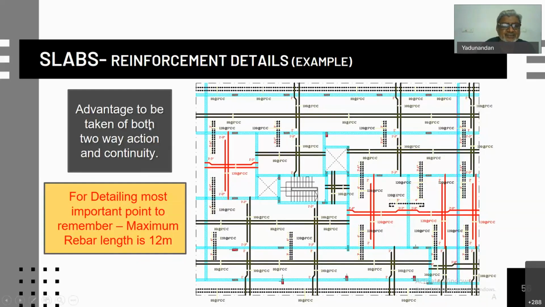And its advantages are both two-way action and continuity in the structure here. Wherever continuity is available, whatever thickness you provide is going to be the smallest possible, and the reinforcement is also less because it is distributed between various support and span points.